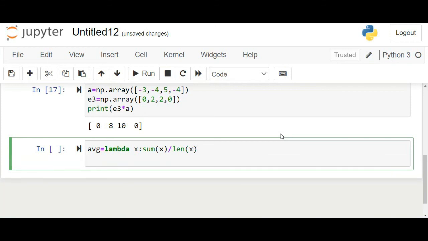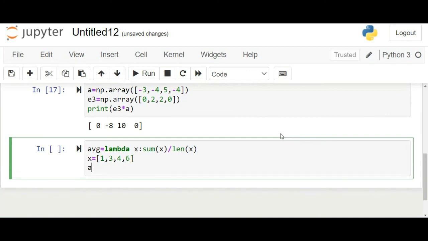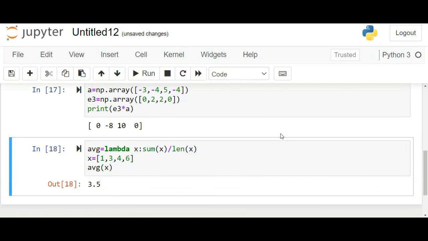And average, how to find the average? Lambda x, sum of x divided by len of x, and what is x? X is a vector, and you can take any value, for example 1, 3, 4, 6. After that, average of x, then we press Control and Enter. So this will be the value. Of course, by changing the values, our answer will change.